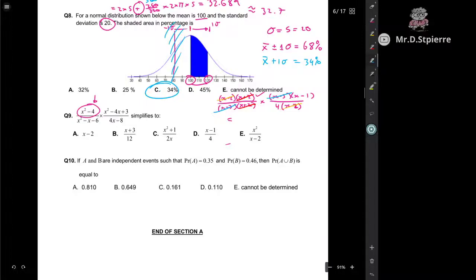That gives us x minus 1 on 4. So the answer is D. My apologies there, I jumped the gun.